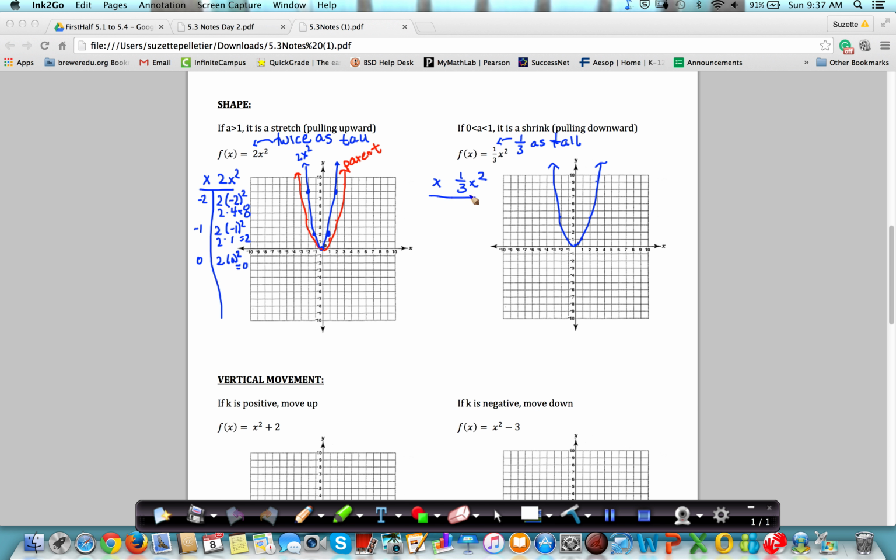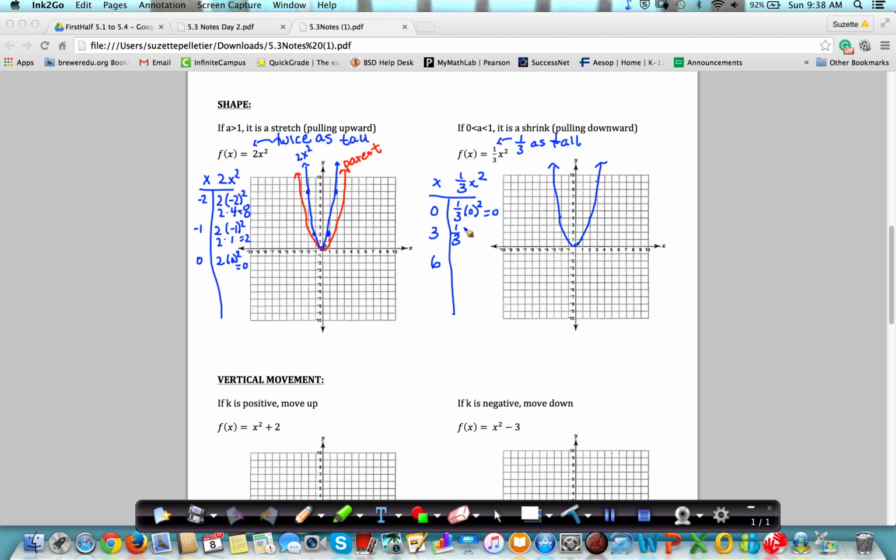Now, some of these are not going to fit on the graph, so let's just talk about this. Anytime there's a fraction in front, you want to try to choose numbers that are going to be divisible by 3 that you're going to plug in. So I'm going to do 0, 3, 6. So at 0, I'm going to still be at 0, right? So I'm going to square that, and I'm going to get 0. So 0, 0. Let me do it in a different color. I'll do my graph in a second in a different color.